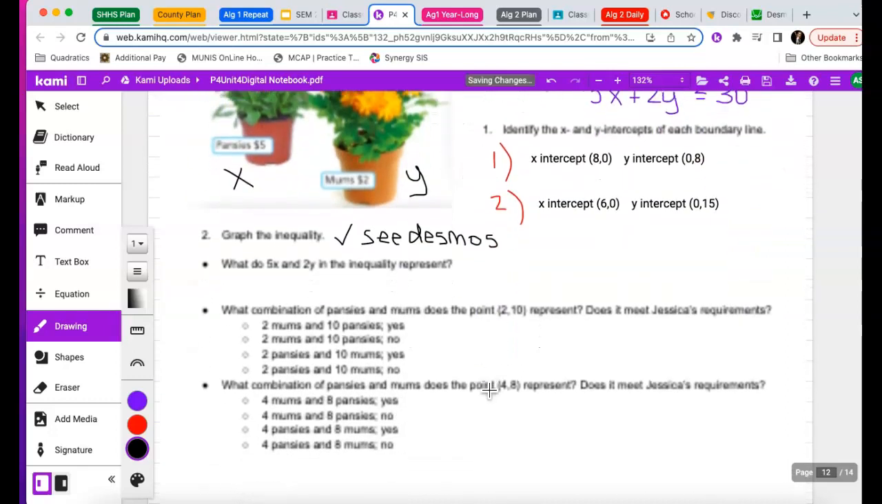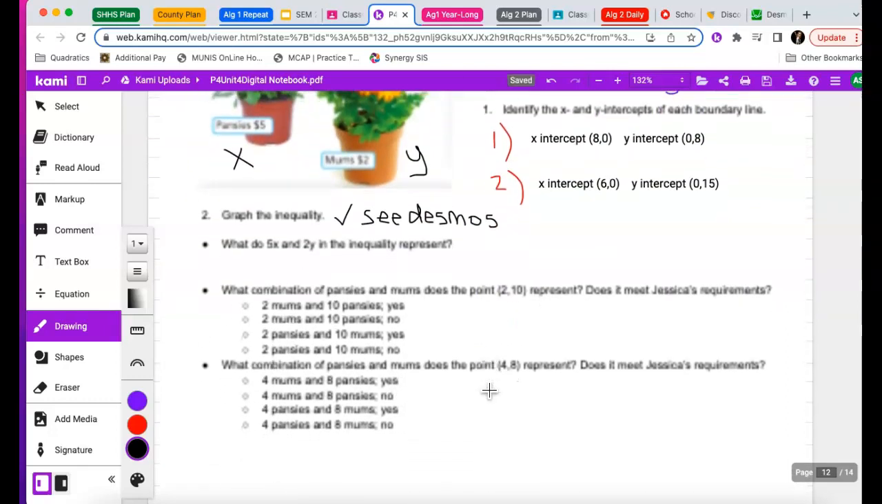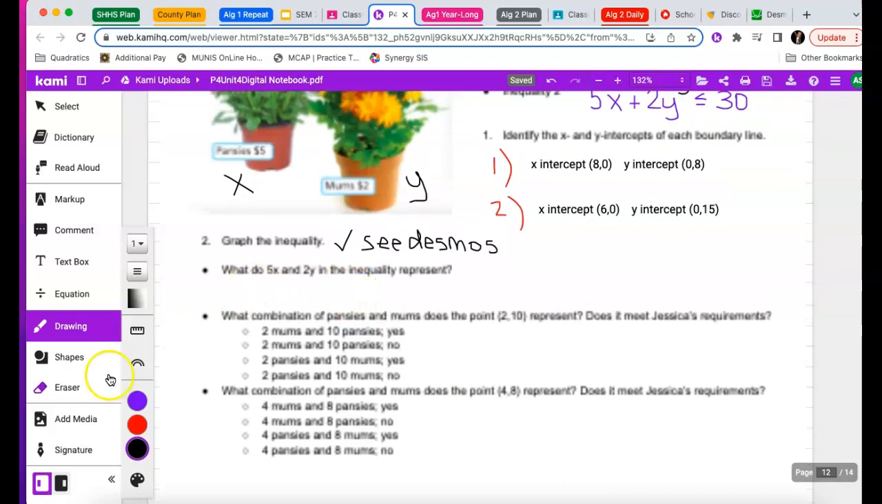So the next question says, what do the 5x and the 2y represent in the inequality? So if we revisit up here, it said $5 for the pansies and $2 for the mums. So the 5 represents the cost of the pansies and 2 represents the cost of the mums.